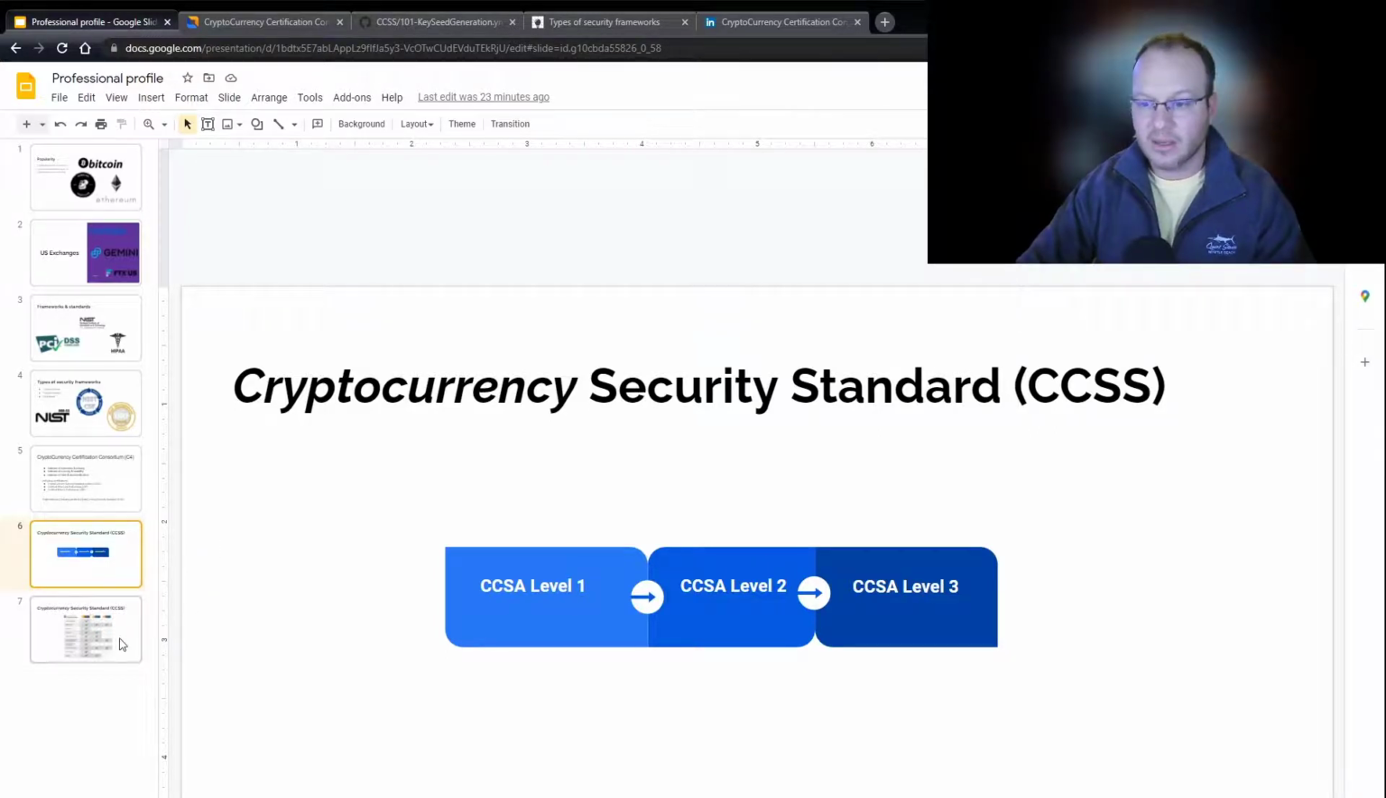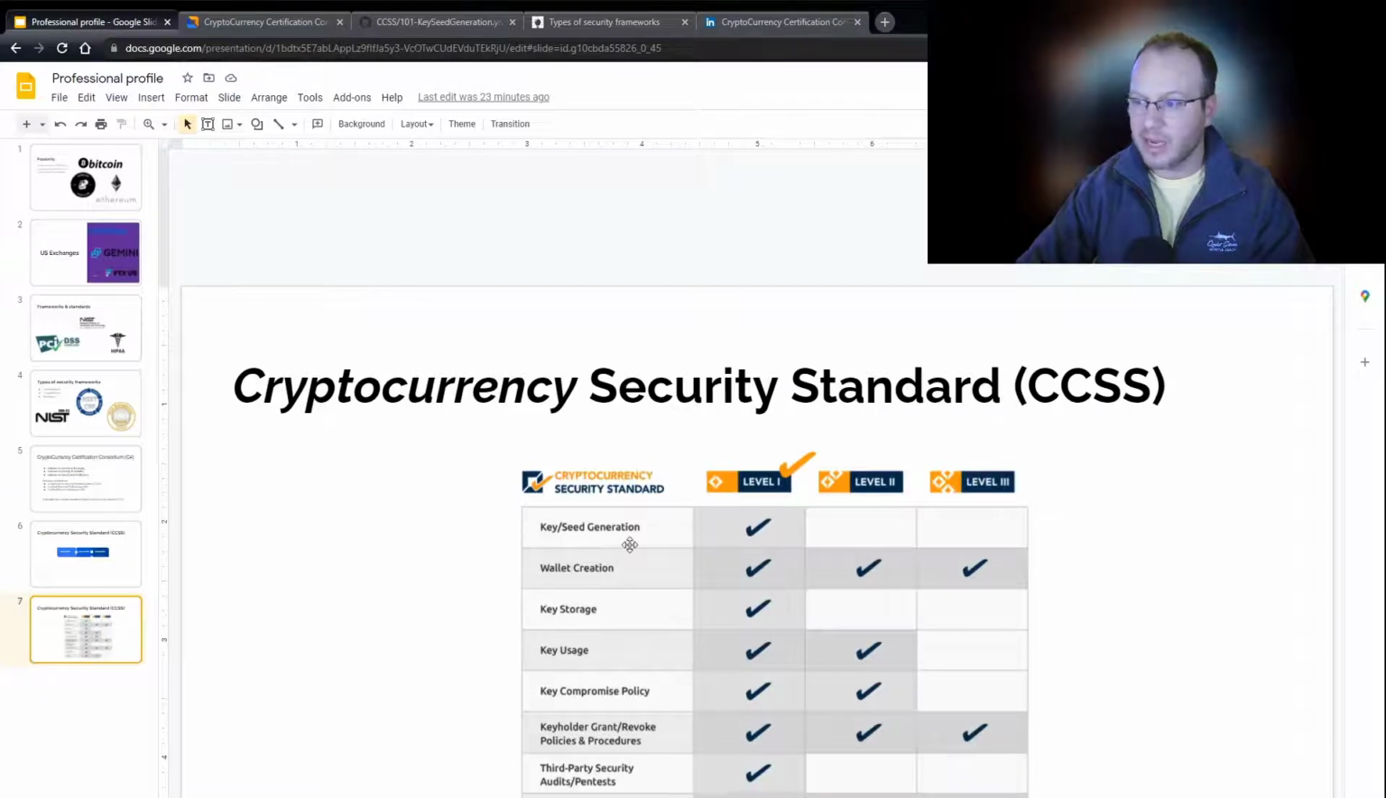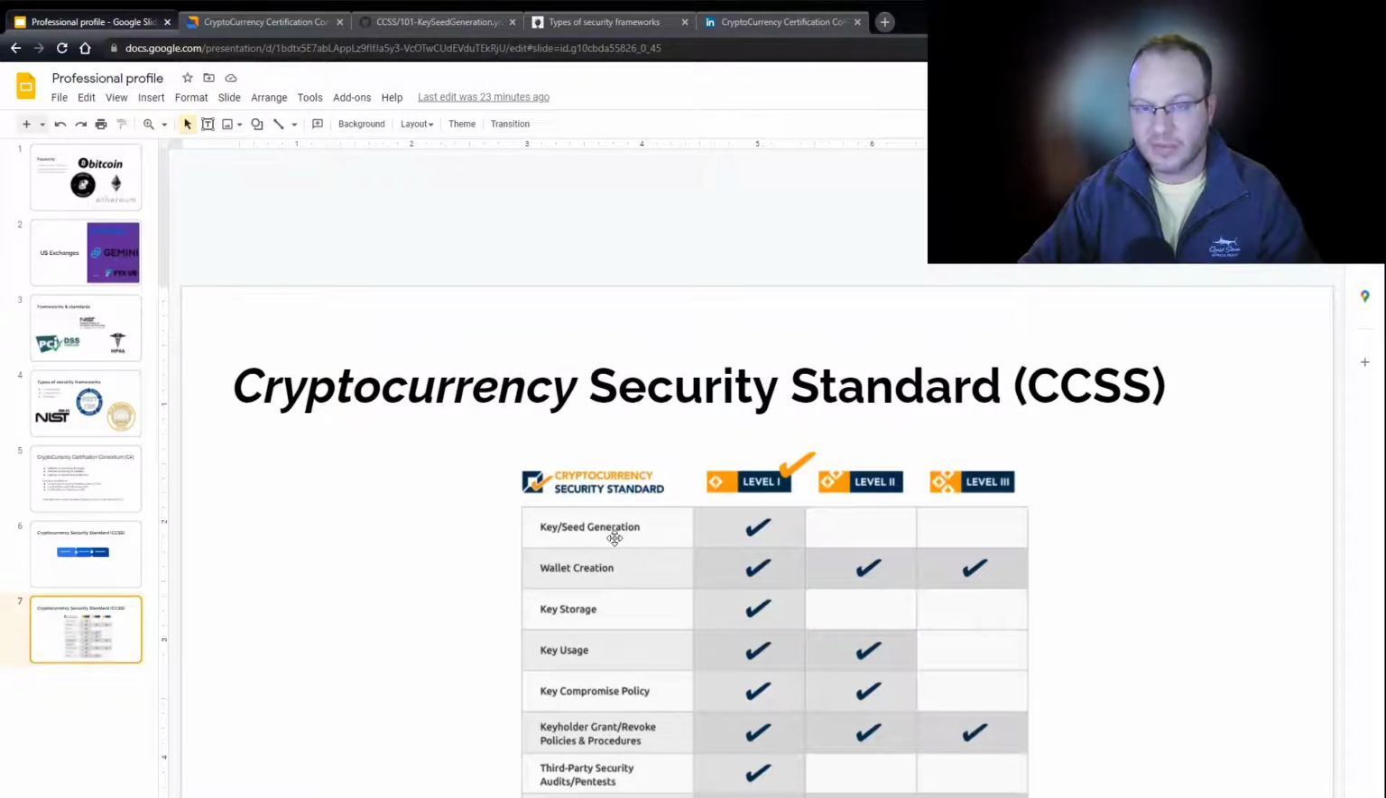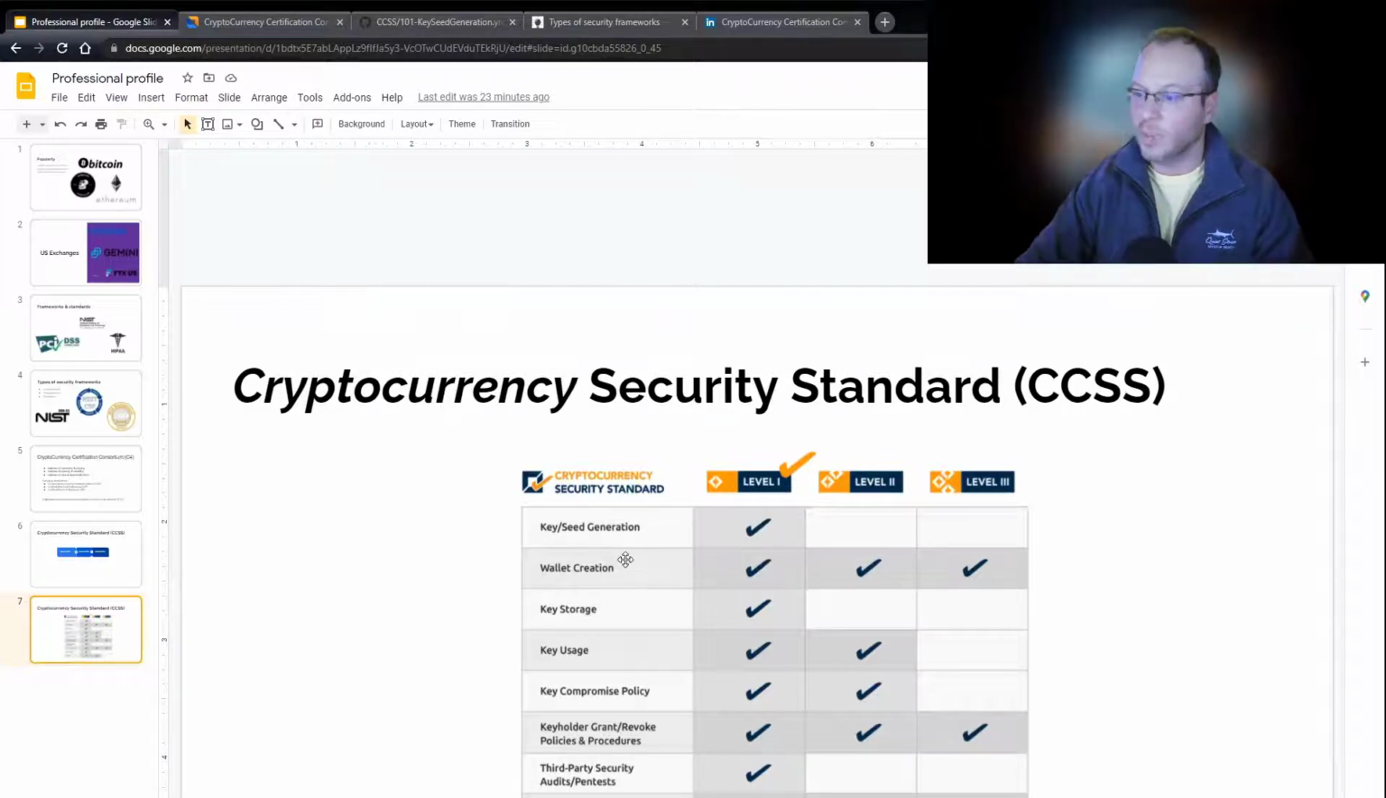So what exactly are these controls? What are we talking about? They are mostly concerned with very crypto-oriented controls, such as key and seed generation. Specifically what they're looking for there is the person who uses the key generating the key, because obviously you don't want somebody else generating the key and then giving it to you, because there are a few technical security issues there. Wallet creation, key storage and key usage. If a key is compromised, what's your policy? What actions are taken and how quickly do you have to take them? Things like that. Key holder grant and revocation policies, third-party security audits.